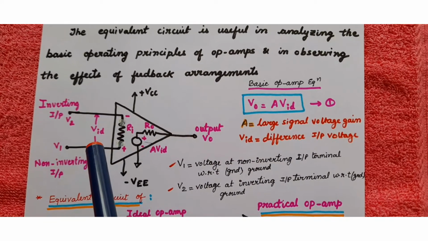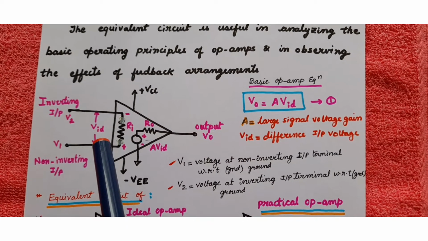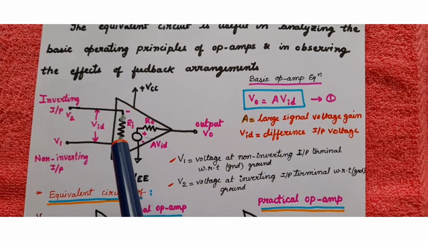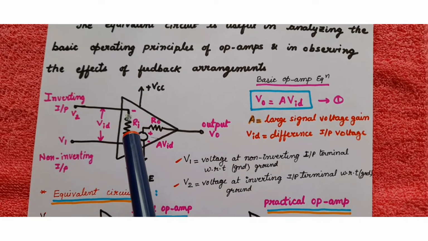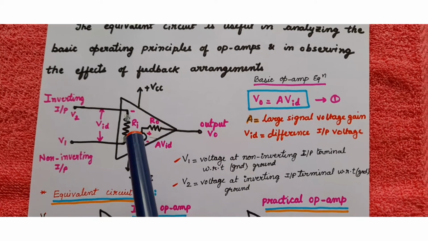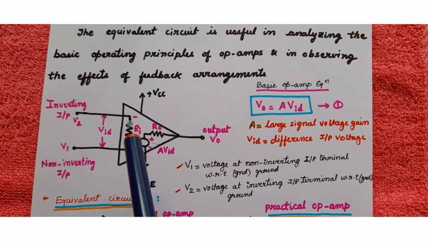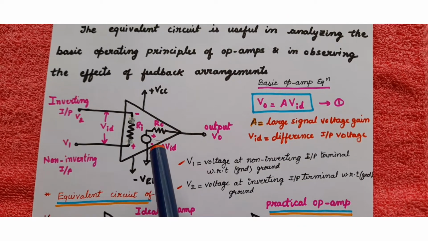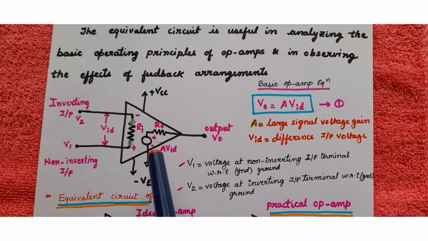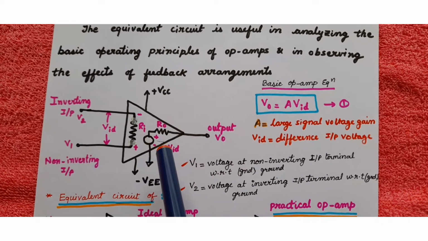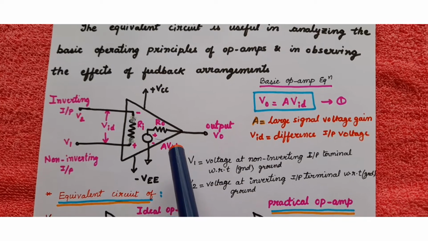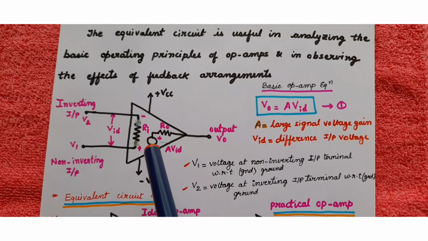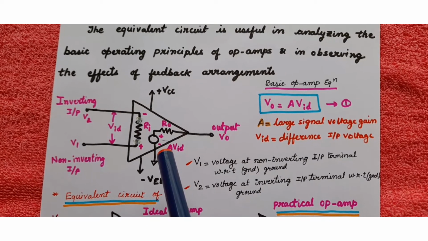VID is the difference input voltage. VID is equal to V1 minus V2. The input resistance is Ri, R0 is the output resistance, and there is a voltage source here whose value is A times VID. So, this is how you draw an equivalent circuit of an op-amp.